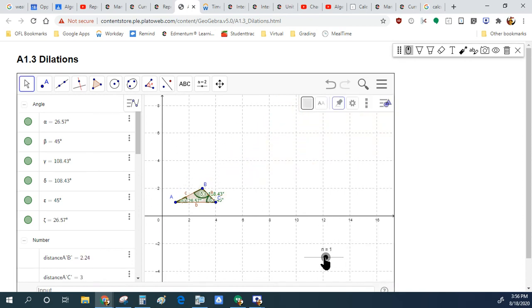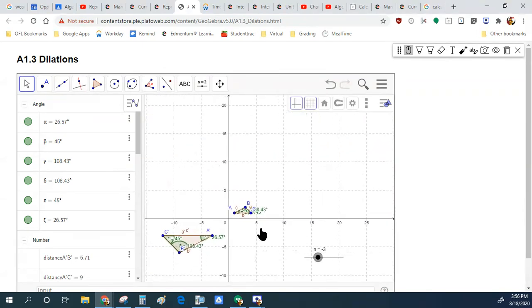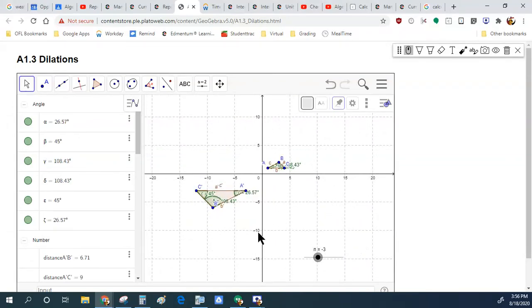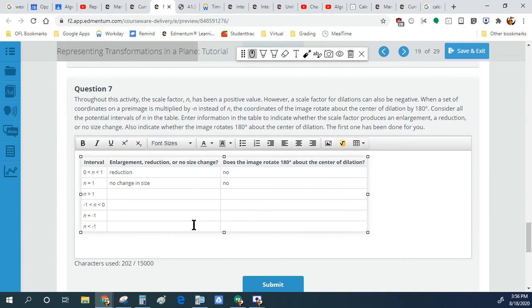But now you can see it goes down to negative. So I'm going to go down to like -3. We see that it's 3 times bigger and it rotated 180 degrees. So this one, it's bigger than 1, so this would be an enlargement. It's getting bigger. And it does rotate. So anytime you see these negatives, it is going to rotate.